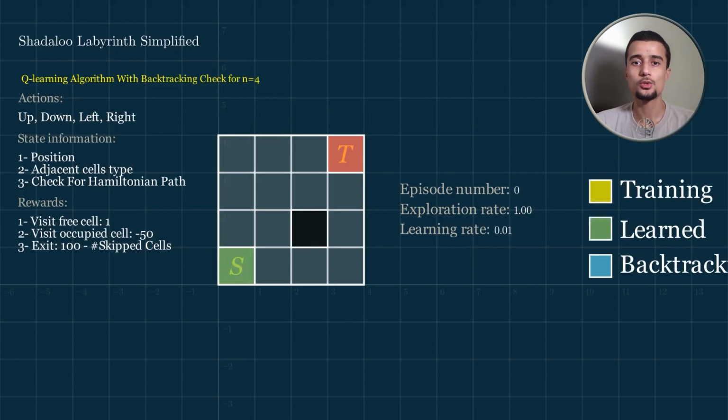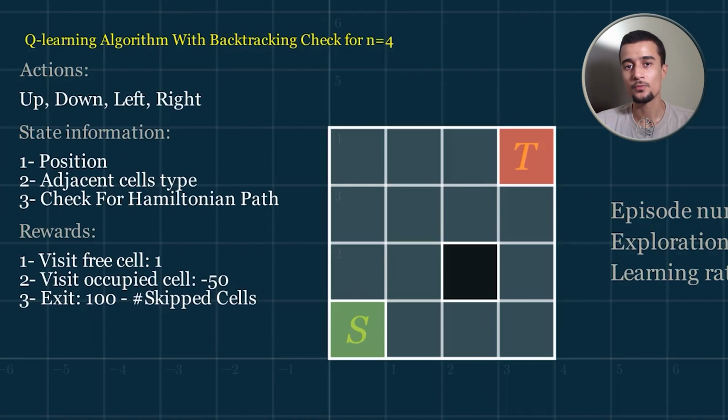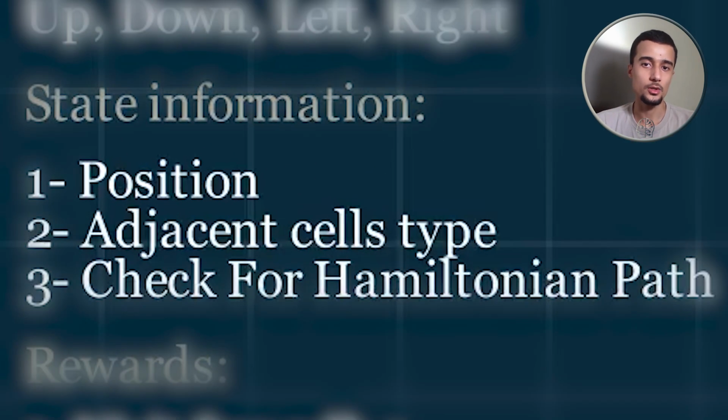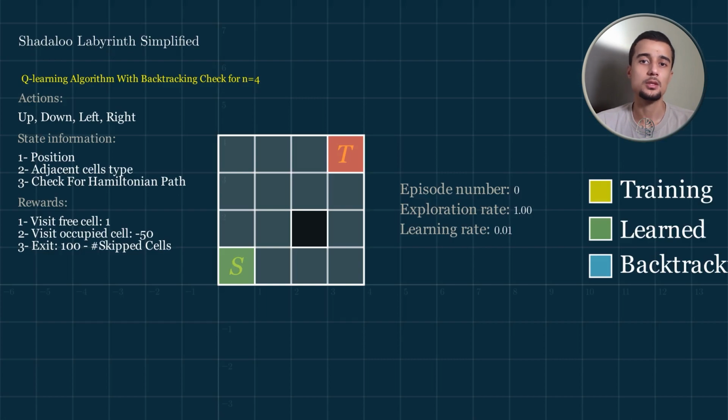So using this approach, the state will be defined like this. The agent would have knowledge about its position, its adjacent cells, as well as whether there is a Hamiltonian path based on the action it takes. So for example, let's say the agent would start at the start cell and it chooses to move up. So we check based on that action if there is still a Hamiltonian path, and if not, the agent would be penalized and the episode will end. And then we iterate over and over again.